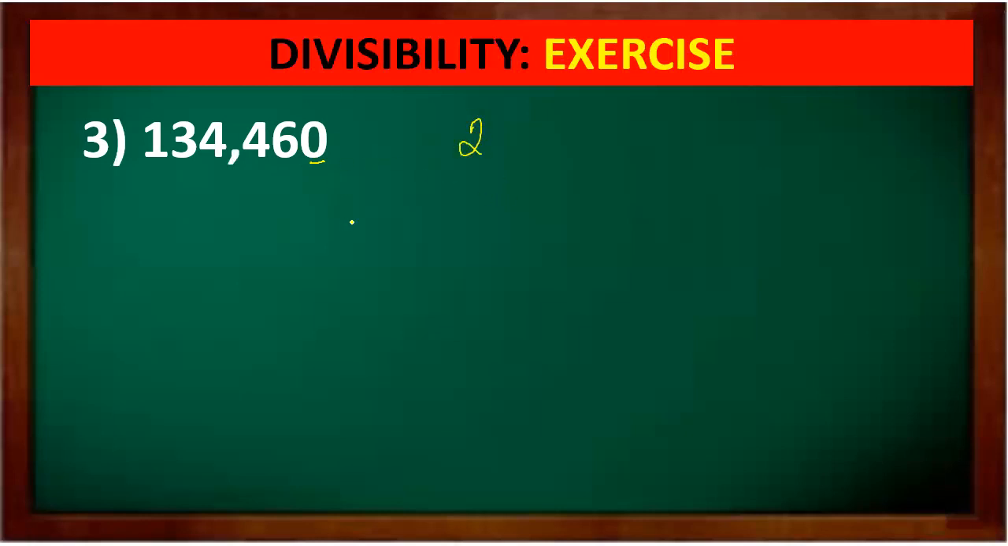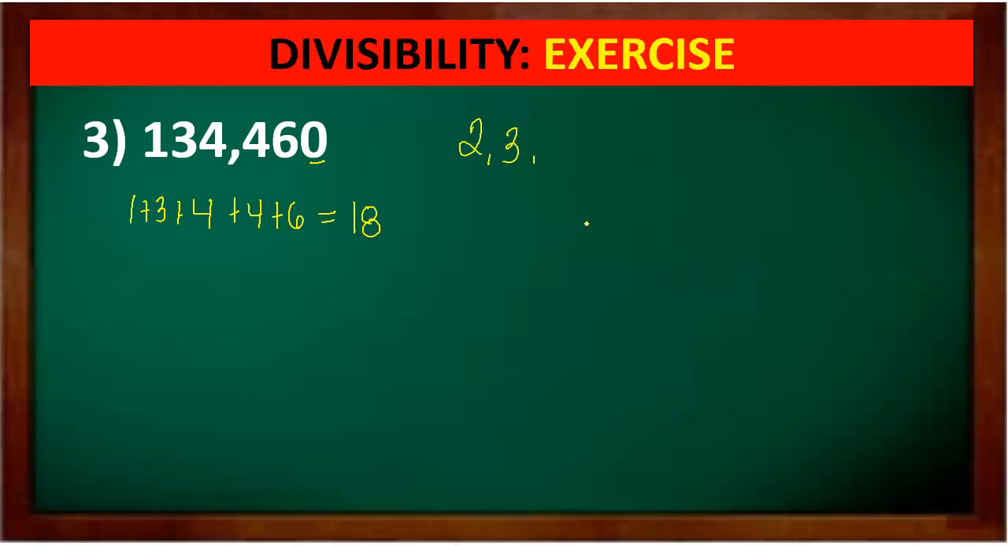How about 3? Is this divisible by 3? Okay, let's sum up the digits. So, isa-sum up natin 1 plus 3 plus 4 plus 4 plus 6. Hindi ko na lang i-add yung 0. So, 1 plus 3 is 4, plus 4 is 8, 8 plus 4 is 12, 12 plus 6 is 18. Is 18 divisible by 3? Yes, because when you divide 18 by 3, okay, that will give you 6. So, therefore, this is also divisible by 3.